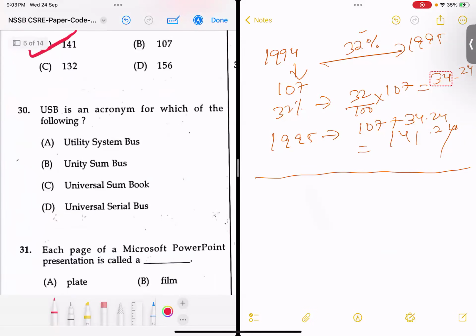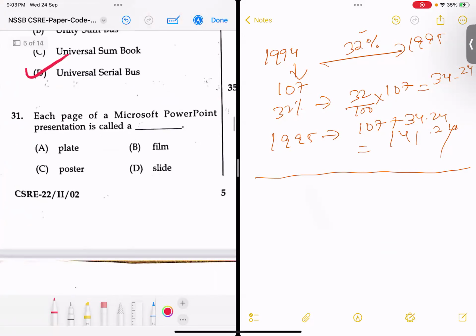USB is the acronym for which of the following? So we all know it stands for Universal Serial Bus, okay? Question number 31. Each page of a Microsoft PowerPoint presentation is called a slide, okay? So in Microsoft PowerPoint, every single page is known as a slide, right?